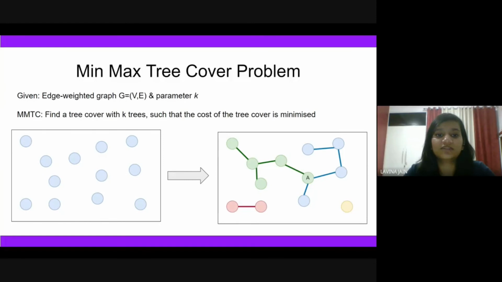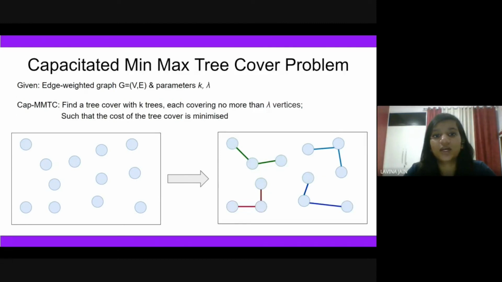Like in this previous example of min-max tree cover problem, this was the graph and this was the cover. In this, the maximum vertices covered by one single tree is 5 in the case of the green tree. But when we're talking about the capacitated version, let's say the lambda was 3 here, so each tree cannot cover more than 3 vertices.